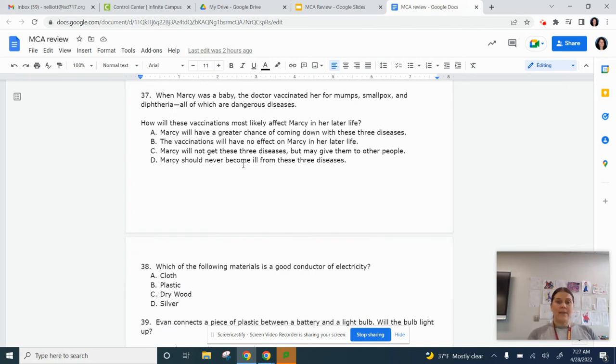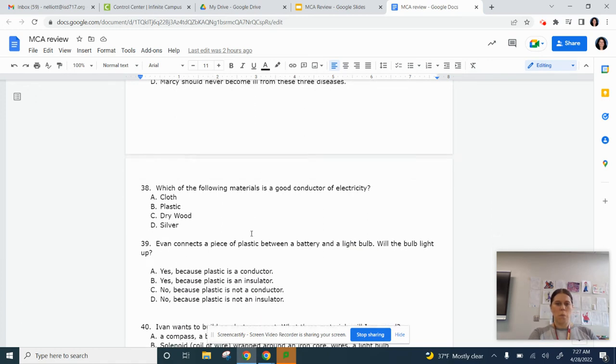When Marcy was a baby, the doctor vaccinated her for mumps, smallpox, and diphtheria, all of which are dangerous diseases. How will these vaccinations most likely affect Marcy in her later life? Marcy will have a greater chance of coming down with these 3 diseases. The vaccinations will have no effect on Marcy in her later life. Marcy will not get these 3 diseases, but may give them to other people. Marcy should never become ill from these 3 diseases.